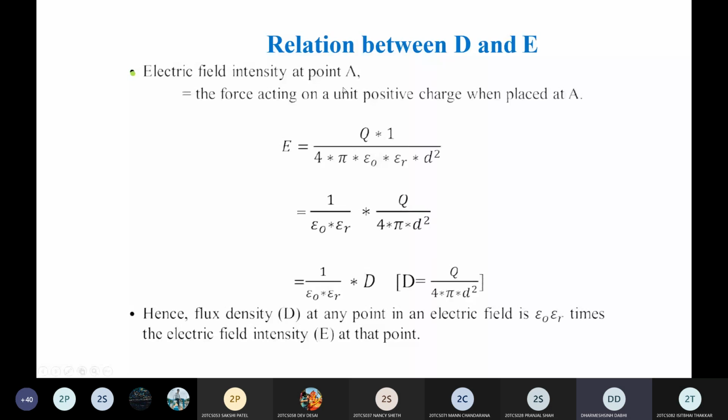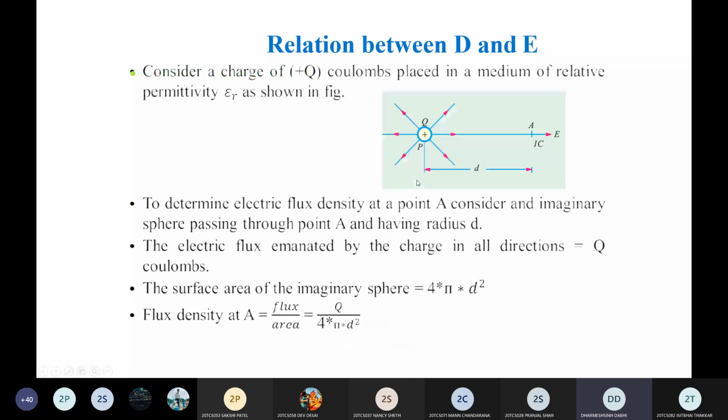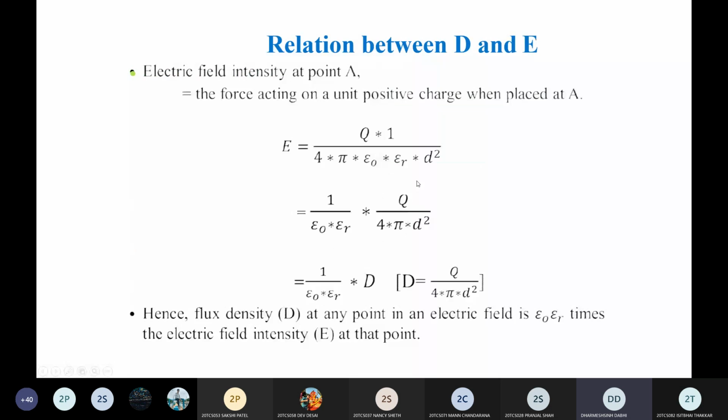And then after, find out the electric field intensity at the same point A. So as we know that electric field intensity is nothing but the force acting on a unit positive charge placed at point A. So E is equal to what? Q divided by 4 pi epsilon 0 epsilon r d square. So by this way you can get the relation between E and D. So that is a proof of the relationship between flux density and electric field intensity.